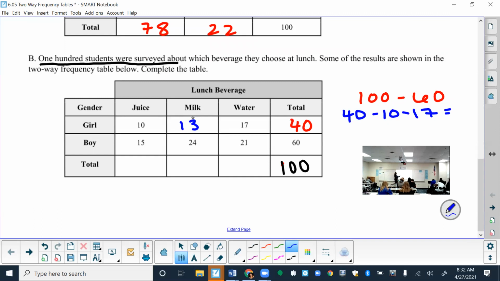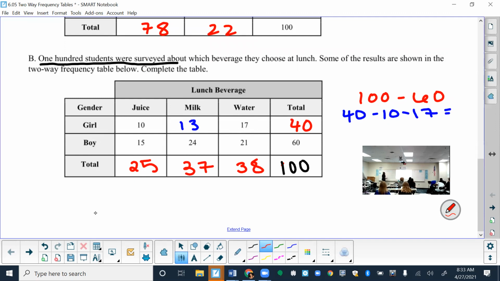And now that these are all filled in, we can fill in these too. So then what goes in this total for juice? 25. This next one, 37. And this one. 38. All right, so easy questions? Yes? Yes. All right, any questions about this?